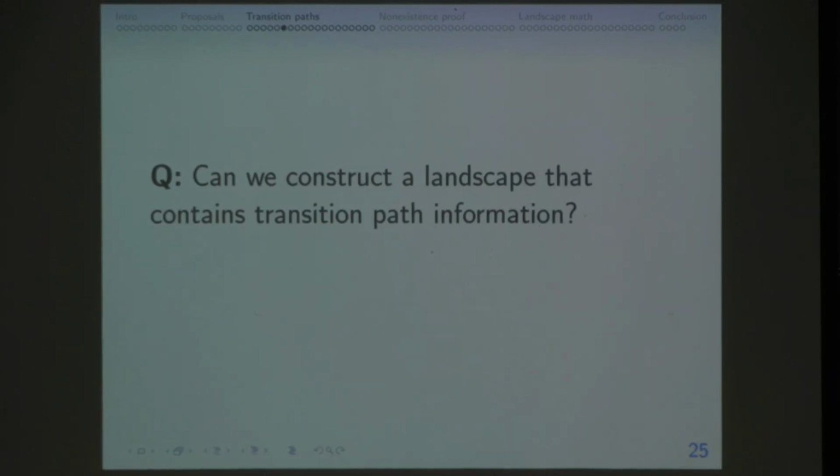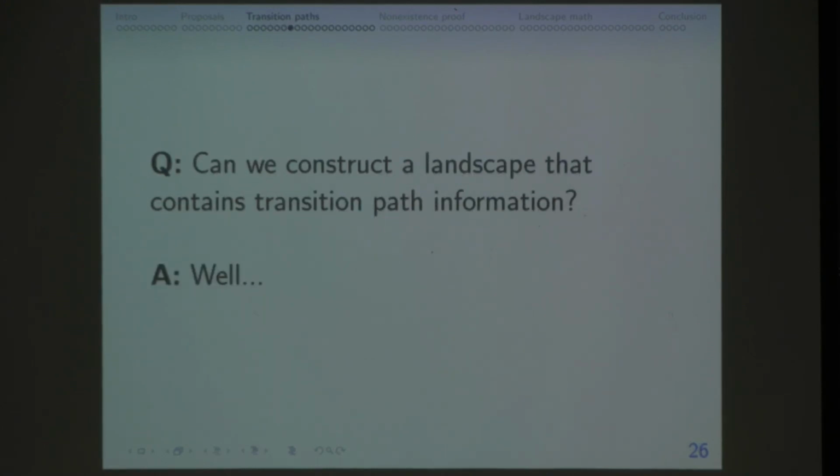So the question is, can we satisfy the second requirement? Can we construct a landscape so that the contours somehow tell you something about transition paths? And the answer is more complicated because the math related to transition paths is a little bit more complicated. So let me speak briefly on that.